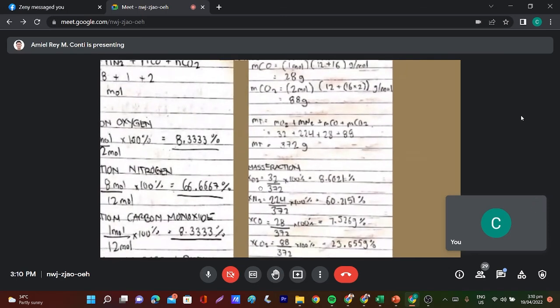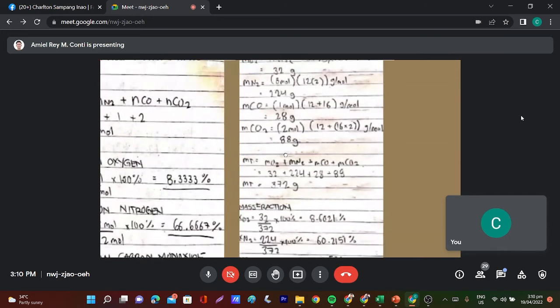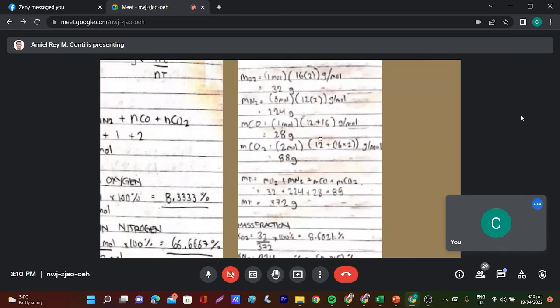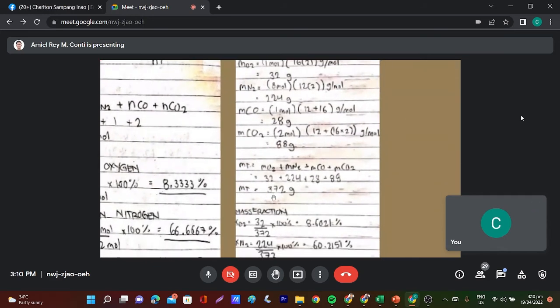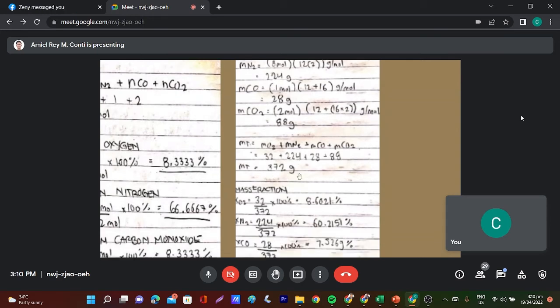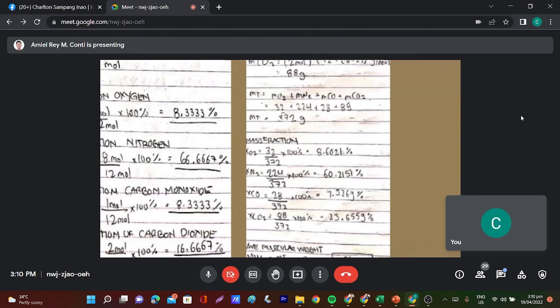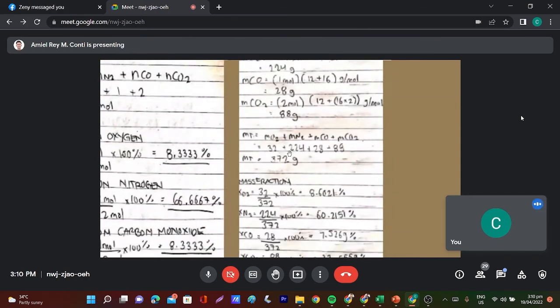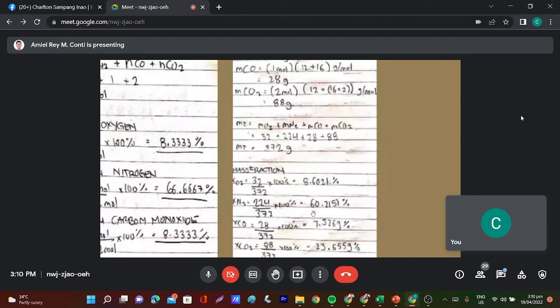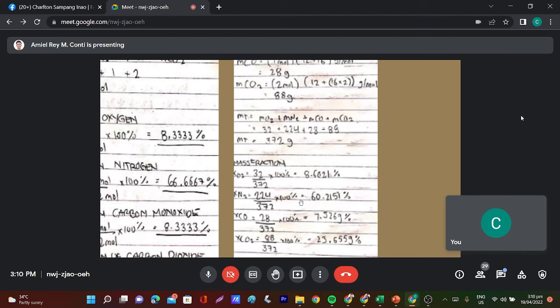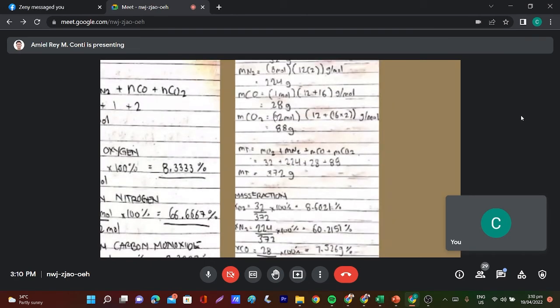For example, here in oxygen, we got 32 as the mass earlier. We just divide that by the total mass. 32 divided by 372 times 100, we get 8.6021%. For nitrogen, we have 224 grams. We divide it by the total of 372 grams times 100%. We get 60.2151%.